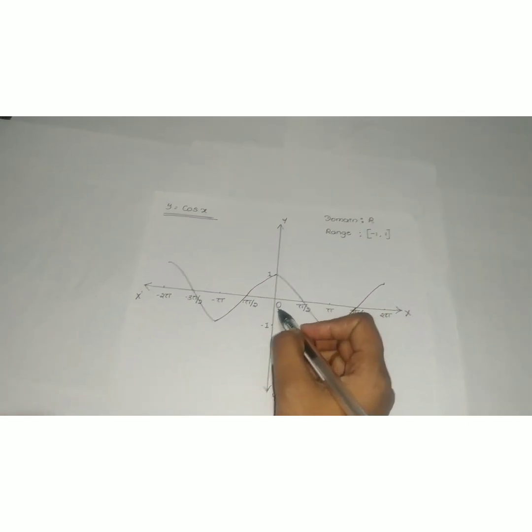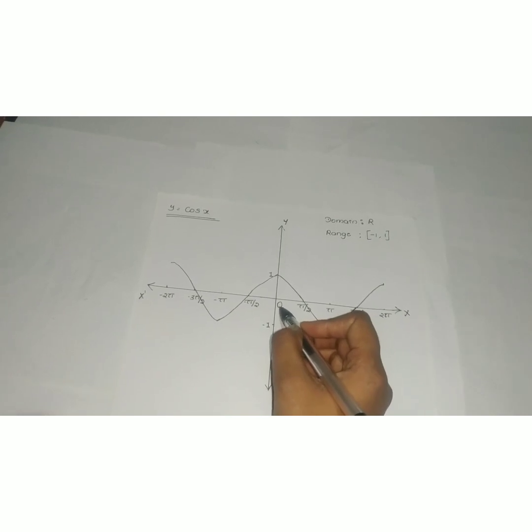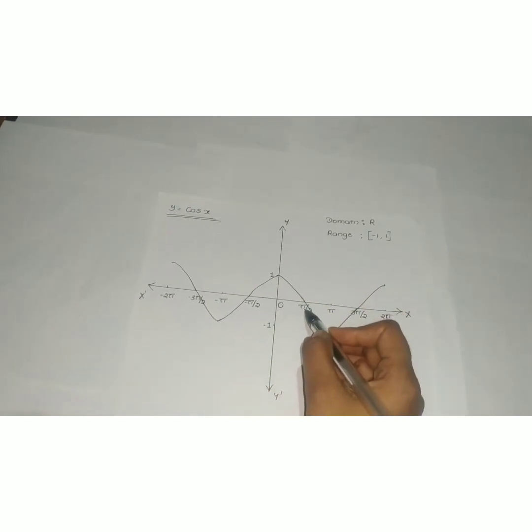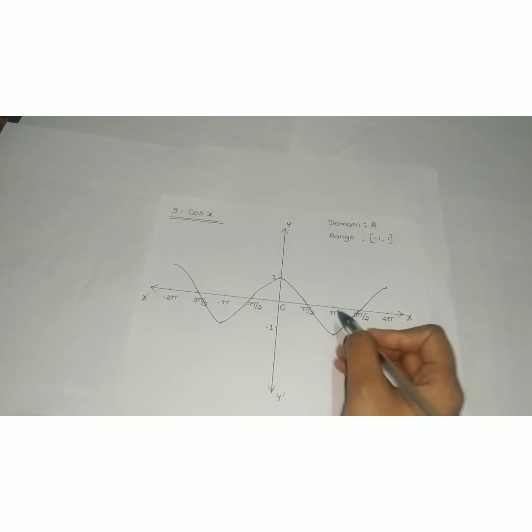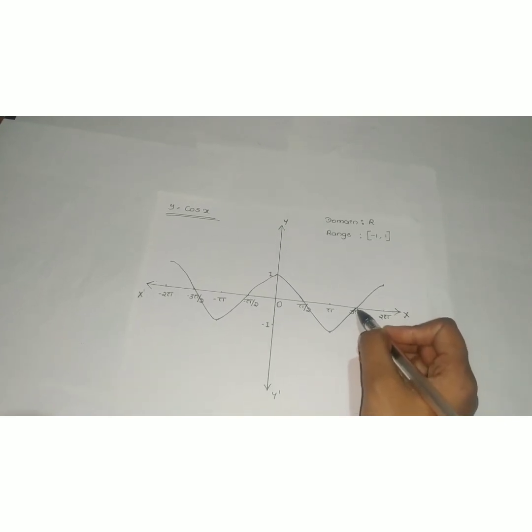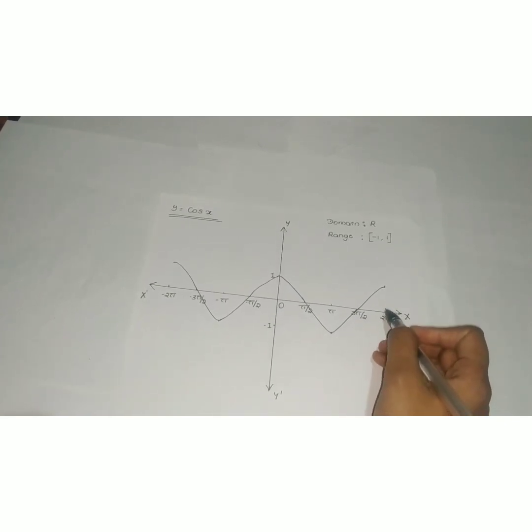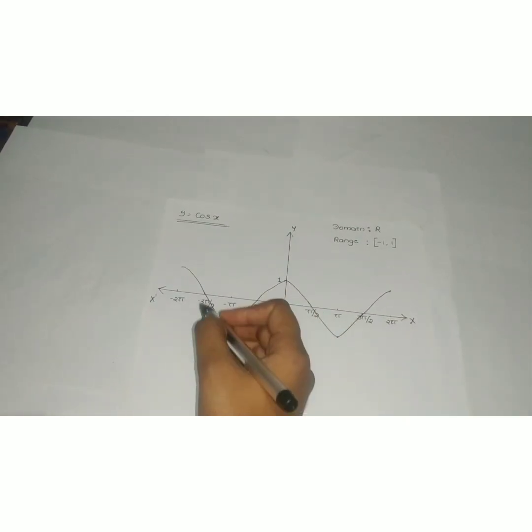And using the cosine angles, cos 0 value is 1 and cos pi by 2 value is 0, cos pi value is -1, cos 3 pi by 2 value is 0, cos 2 pi value is 1. In the same way in the negative axis. This is the graphical representation of the cos function.